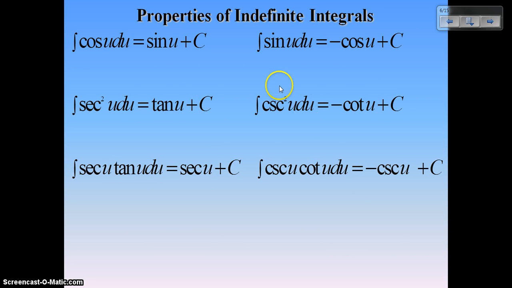Some others that you probably already know from trig. The integral of cosine is sine. Secant squared is tangent. These are all antiderivatives. The antiderivative of secant tangent is secant, and so on. I would encourage you to keep this list handy. Lots and lots and lots of antiderivatives you're going to need to know as we go throughout this chapter and next.